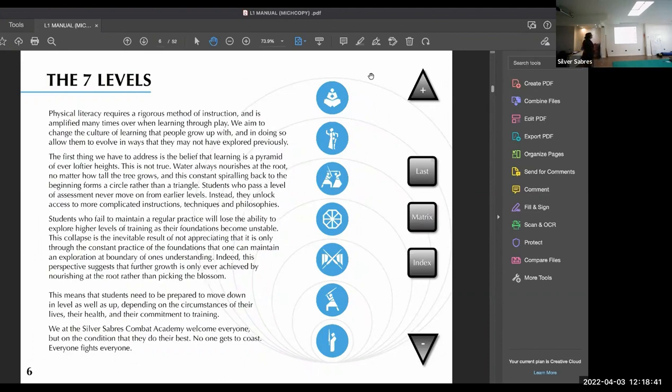The first thing we have to address is the belief that learning is a pyramid of ever loftier heights. This is not true. Water always nourishes at the root, no matter how tall the tree grows, and this constant spiraling back to the beginning forms a circle rather than a triangle. Students who pass a level of assessment never move on from earlier levels. Instead, they unlock access to more complicated instructions, techniques, and philosophies.